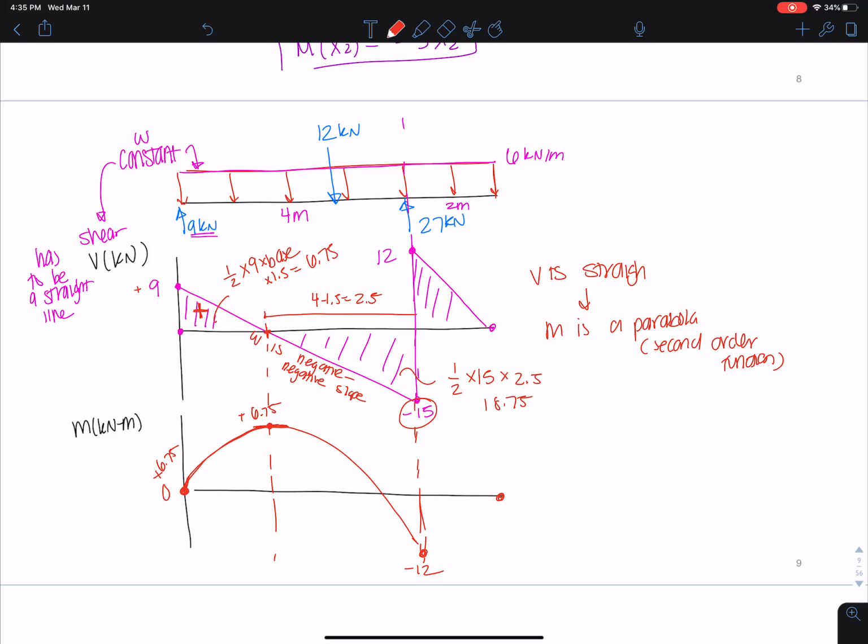Okay, that's how I connect that. And then here, I go again from a negative slope to something flatter out here at 0. Okay, and that's how I know how to draw this diagram.